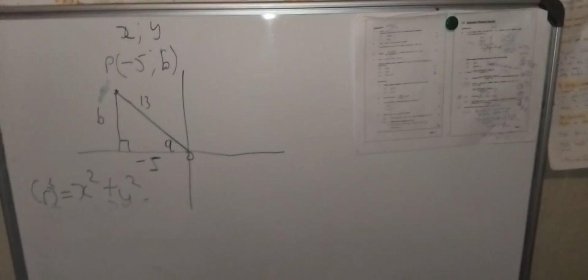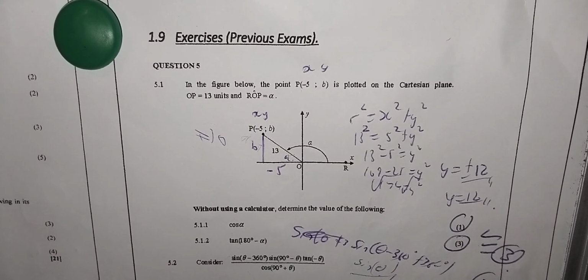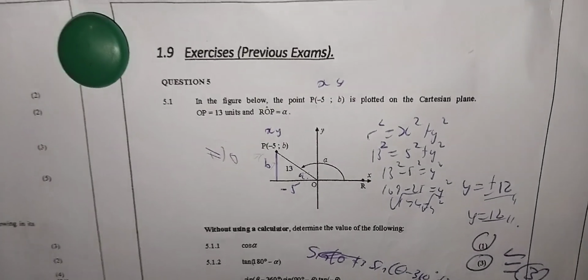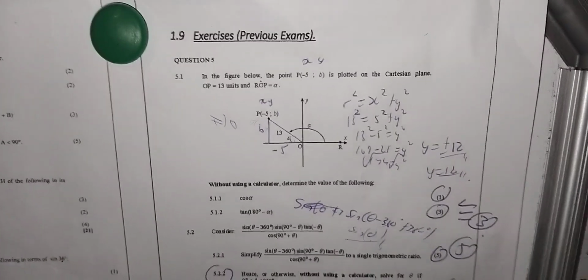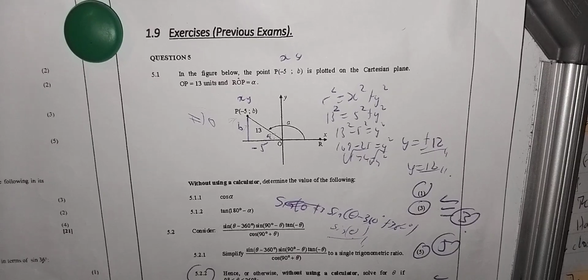Today we're going to be doing grade 11 trigonometry. In this case, we're looking at question 1.9, exercise 1.9, a previous exam question paper. Here we're told that in the figure below, the point P(-5, b) is plotted on the Cartesian plane, and we're given that OP is 13 units and angle RQP is equal to alpha.